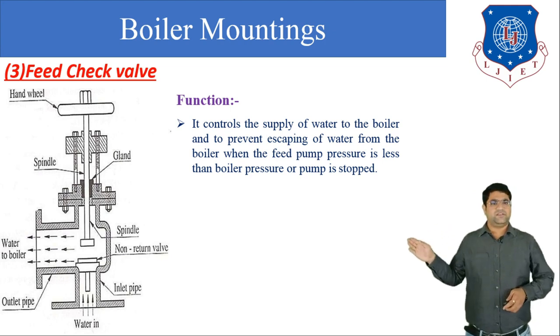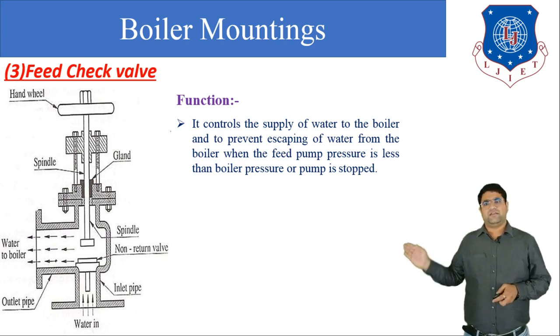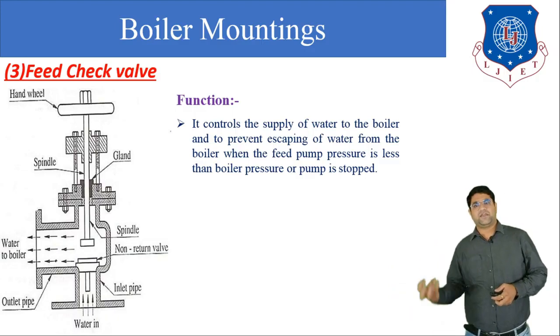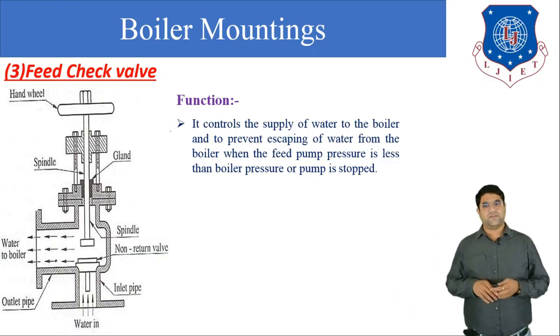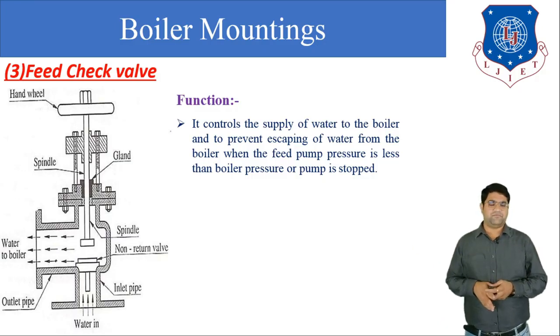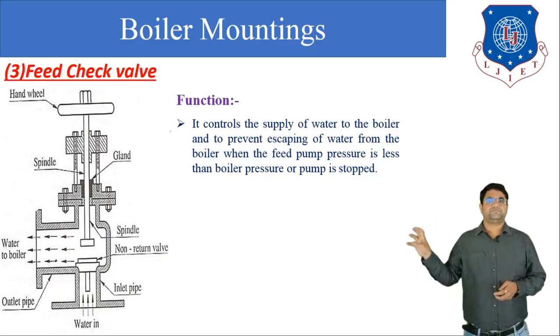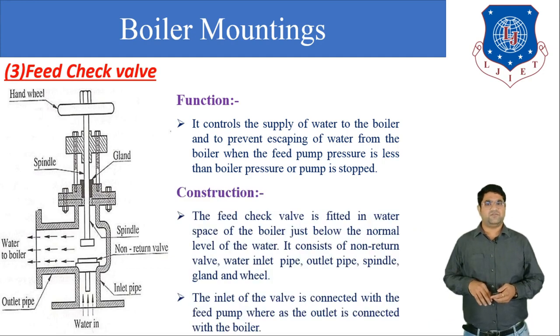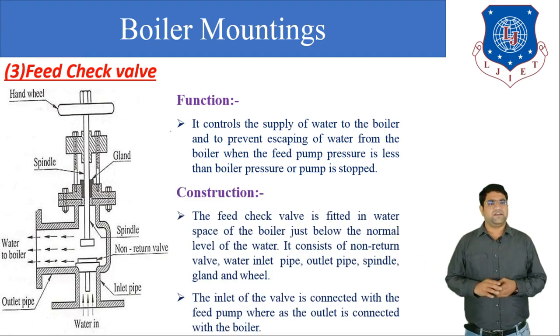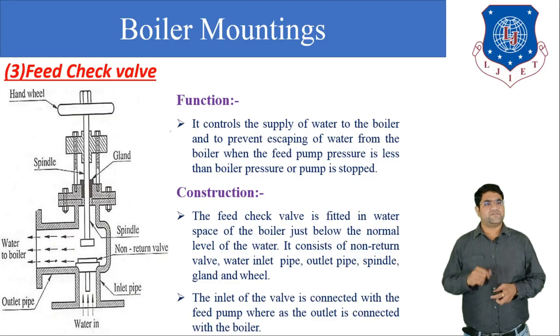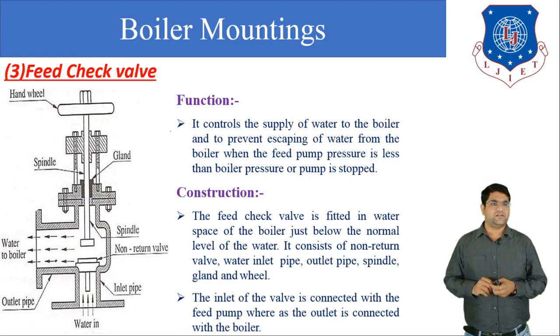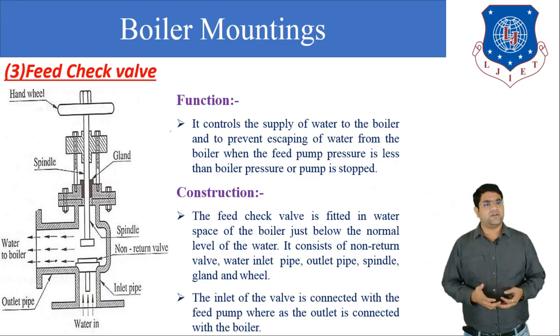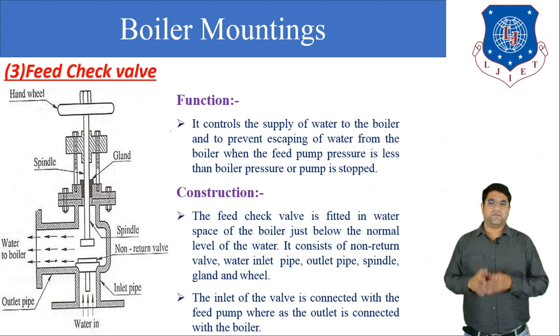Here you can see there is a non-return valve, and below there is a suction pipe, from which the water will come inside the feed check valve. And second is the outlet pipe. So these are the simple components of the feed check valve. In the construction we can write that the feed check valve is fitted in the water space of the boiler just below the normal level of the water. It consists of the non-return valve, water inlet pipe, outlet pipe, spindle, gland and the wheel.